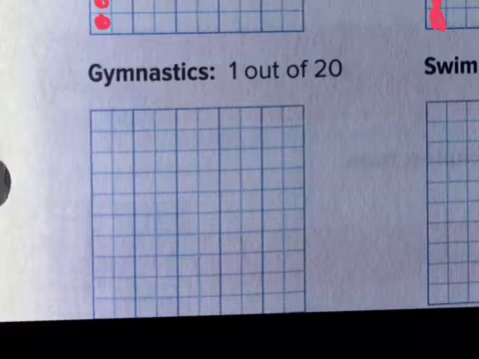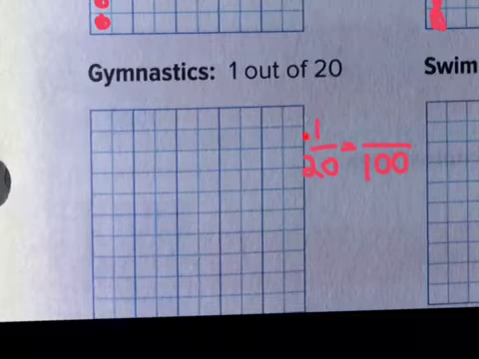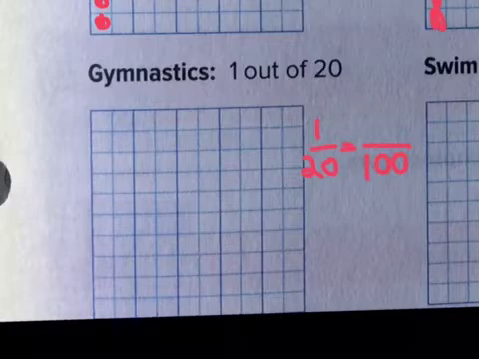Okay, I want you to try this on your own. I will be looking for it when I check your homework. Let me give you a little hint. It's 1 out of 20, right? 1 out of 20. What did I do to the 20 to make it 100? Do the same to the 1 and then color it in.